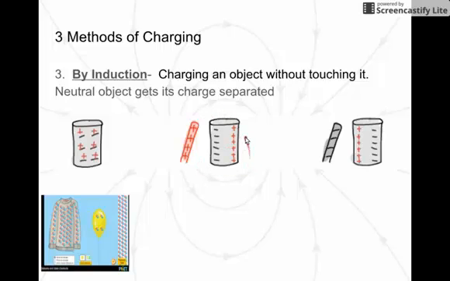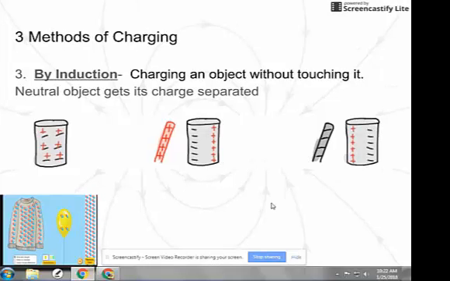So the can doesn't actually gain or lose any charge, it just starts to separate. If we were to bring a negative rod next to it, the positives would get pushed towards that rod, and the negatives would get repelled or pushed away from that rod. And so the can would start to move towards that rod because of that separation in charges.